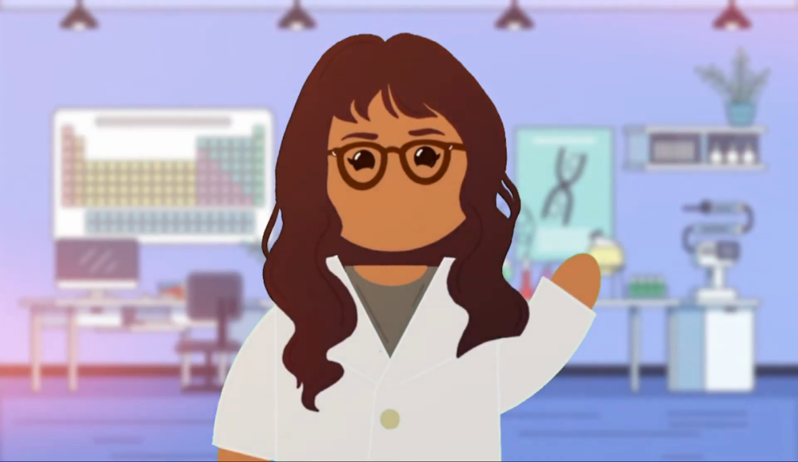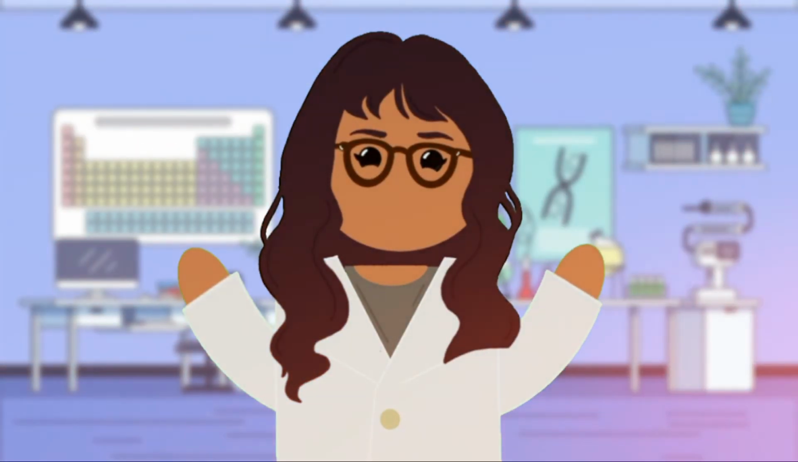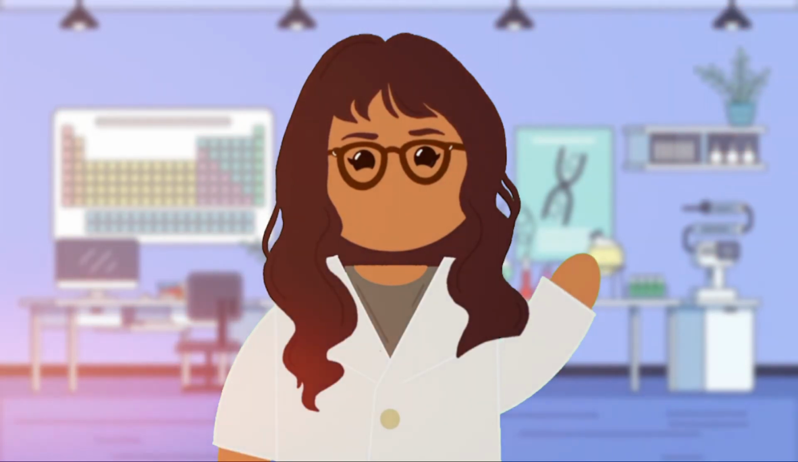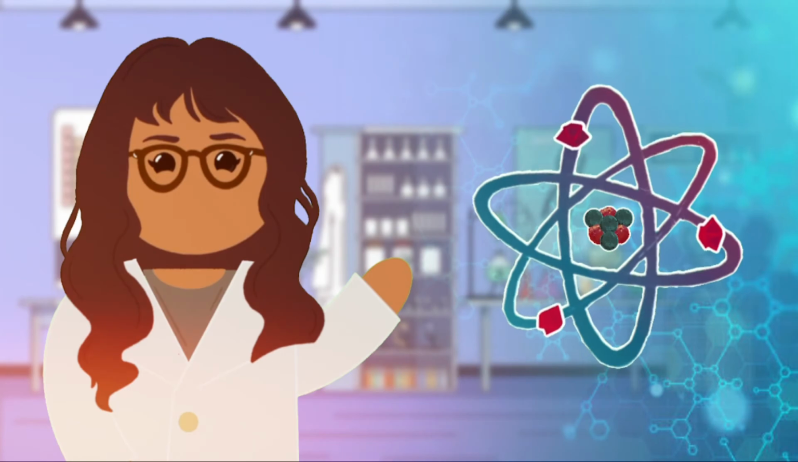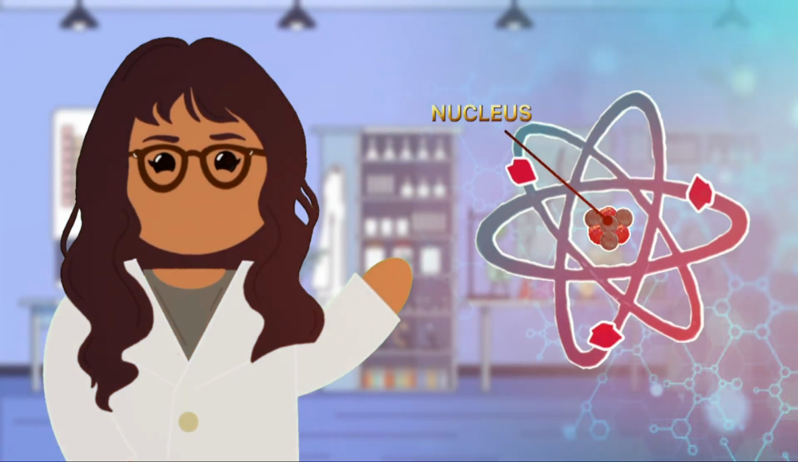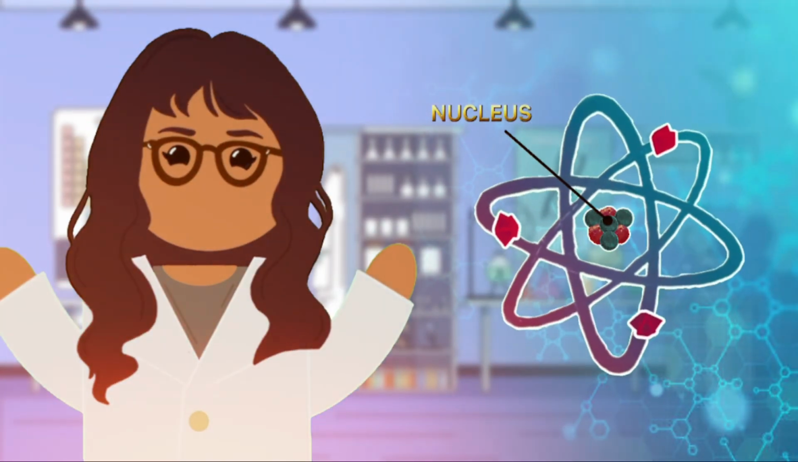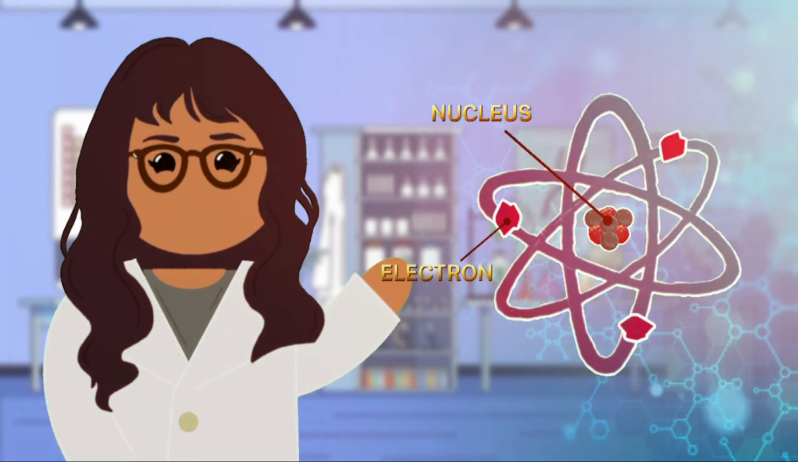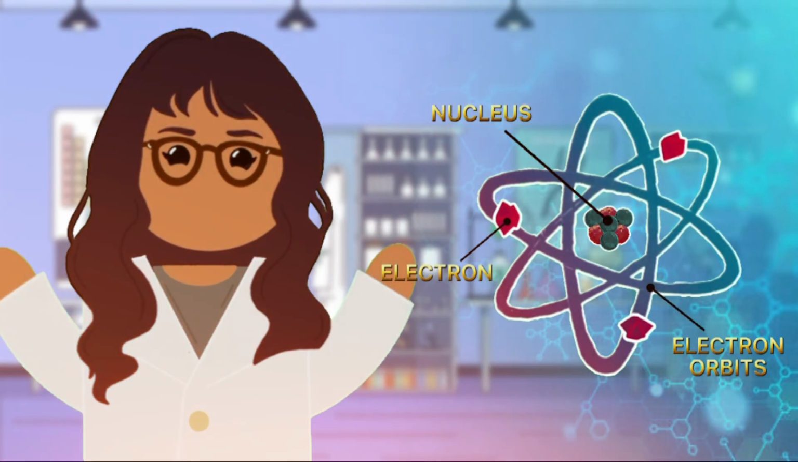I think I covered all the parts of the atomic model. Let's have a quick rundown of all the parts, shall we? The atomic model has a nucleus, in which the protons and neutrons are found, the electrons, and lastly, the electron orbits.